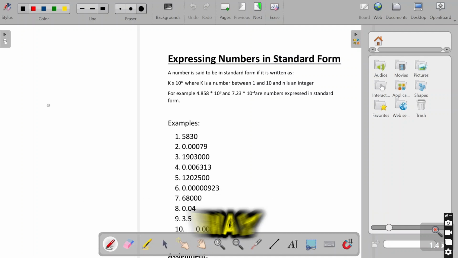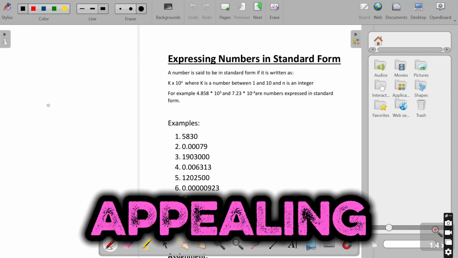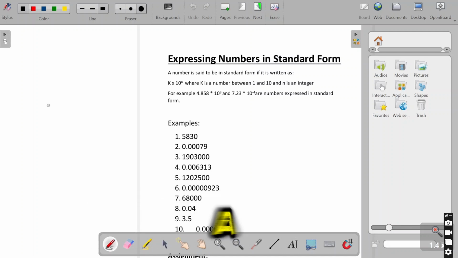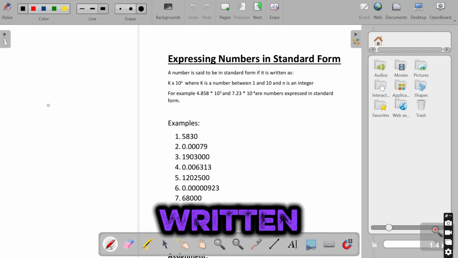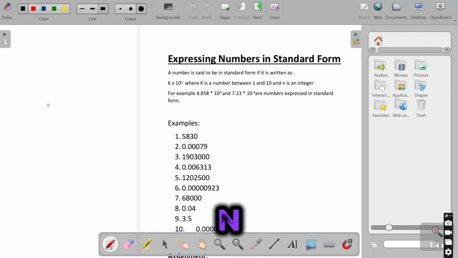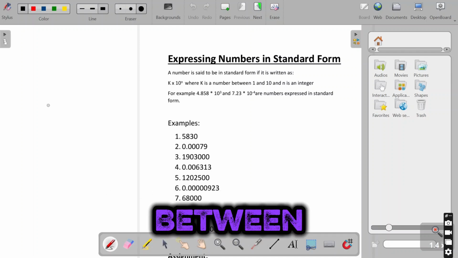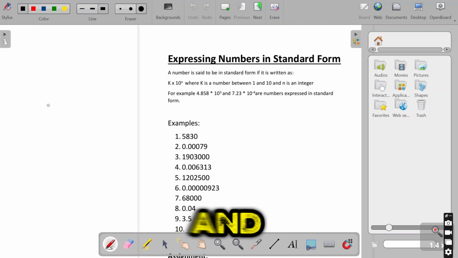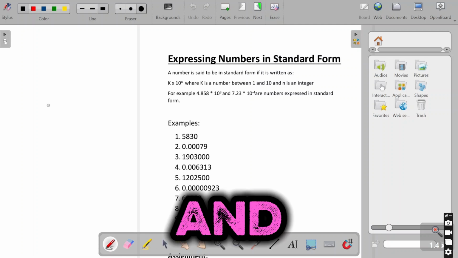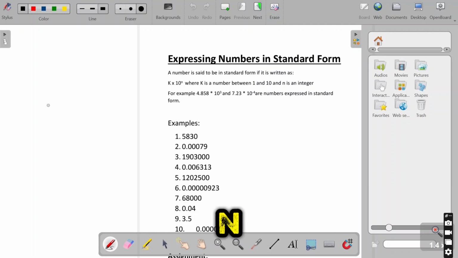Standard form is just a way of expressing numbers in a way that is more readable and more appealing to anybody reading it. A number is said to be in standard form if it is written as k times 10 raised to the power n, where k is a number between 1 and 10, meaning the number must be between 1 and 10, it must not be more than that. And n is an integer.